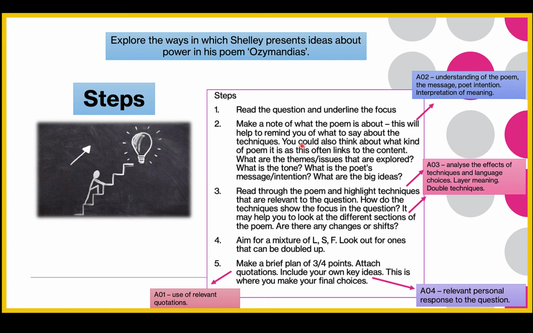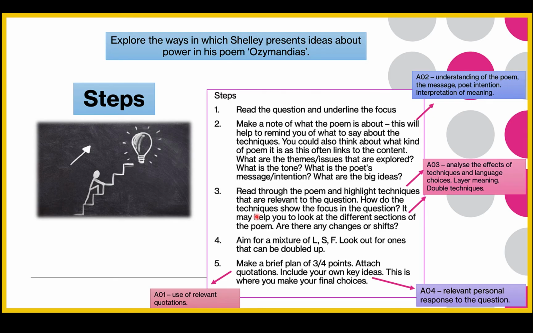Step two is make a note of what the poem is about. So this will just help to remind you of what to say when you start to pick out the techniques. There's no use in you merely going through and technique spotting and saying there's a simile here, there's a metaphor here, caesura has been used here. You have to tie it into something. You have to say why those techniques have been used, what they are reinforcing, what they're showing. So it's a really good idea to make some very, very quick notes around the poem. What are the themes? What issues are explored? What's the tone? What are the big ideas?